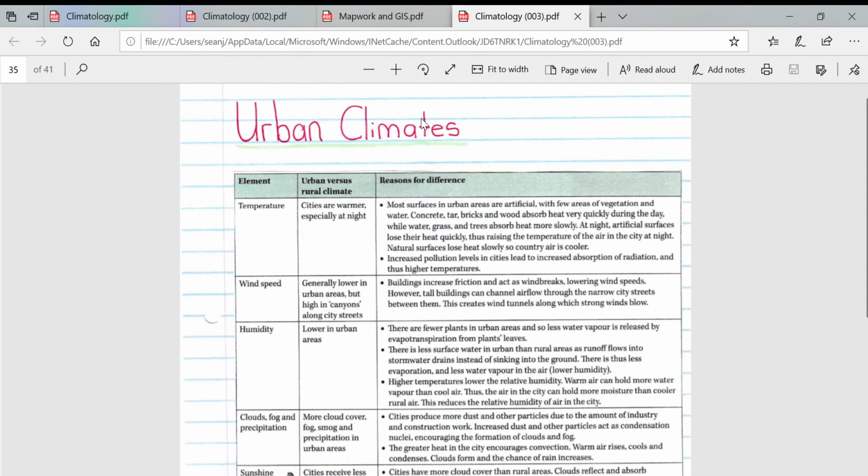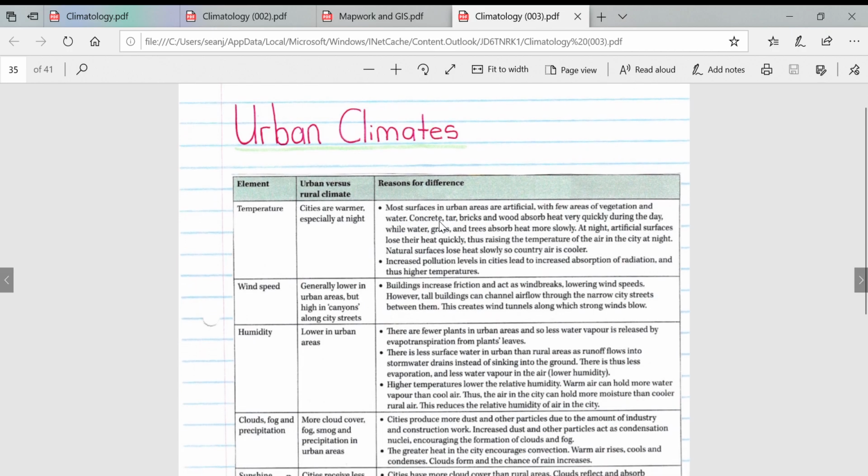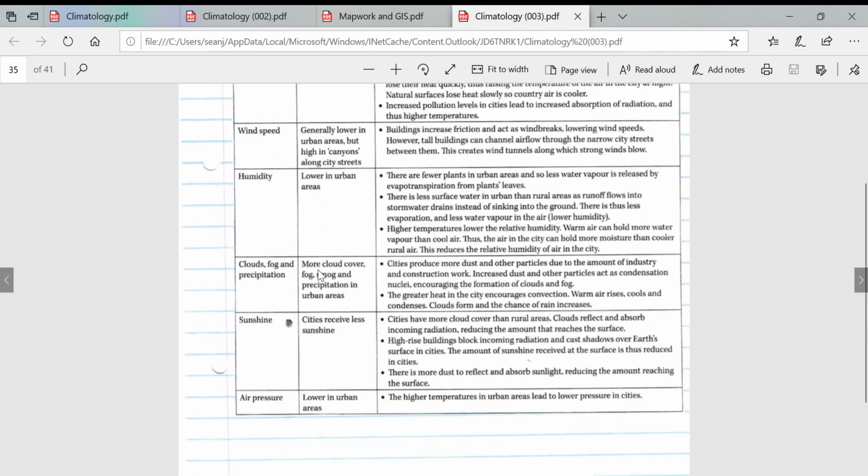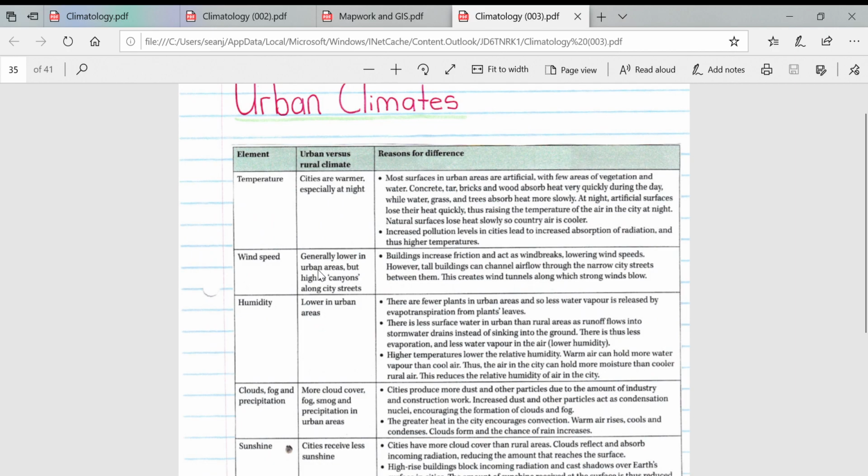This video will cover urban climates, which form part of the climatology section included in the geography syllabus. We'll start off by looking at some differences between urban and rural areas in terms of temperature, wind speed, humidity, clouds, fog and precipitation, sunshine and air pressure.